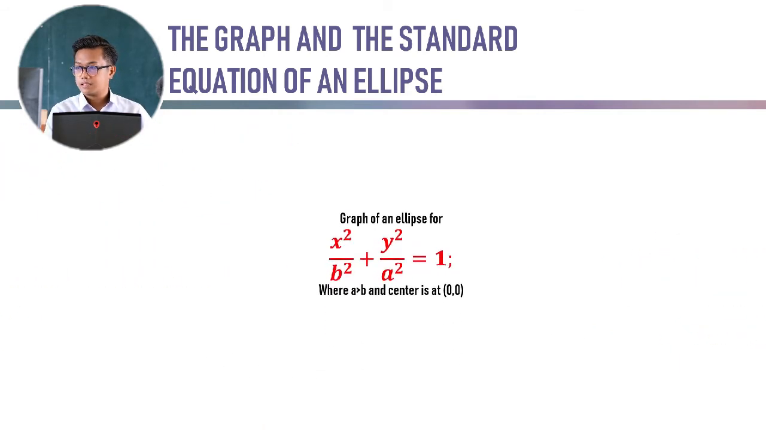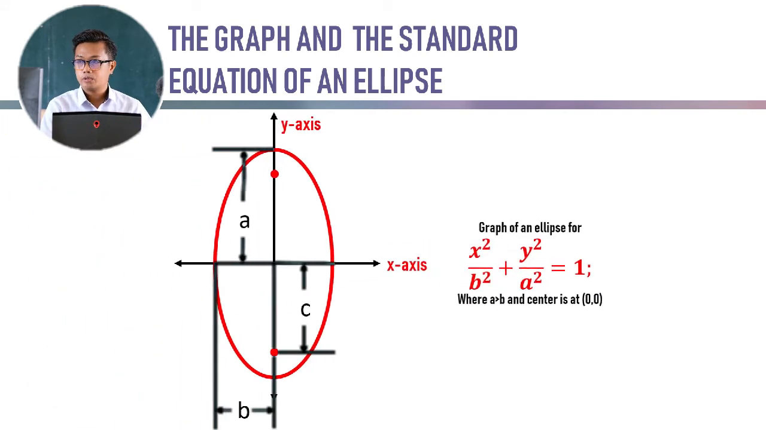what do you think is the graph of an ellipse for x squared over b squared plus y squared over a squared is equal to 1, where A is greater than B. Again, A is greater than B, and center is at 0, 0. Now, kagina, ang A na place under sa imong X. This time, ang A naman naka-place under your Y. What do you think is the graph for this kind of ellipse?